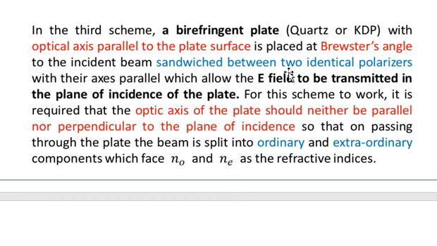So when the light passes through such a quartz or KDP crystal, what will happen? The light will split into two beams. One beam will be called the ordinary beam and the other the extraordinary beam, and this will happen within the crystal. The ordinary beam will face a refractive index equal to N naught, and the extraordinary beam will face a refractive index equal to Ne. That is, the crystal will behave as two different materials, with N naught and Ne, for the ordinary beam and the extraordinary beam.